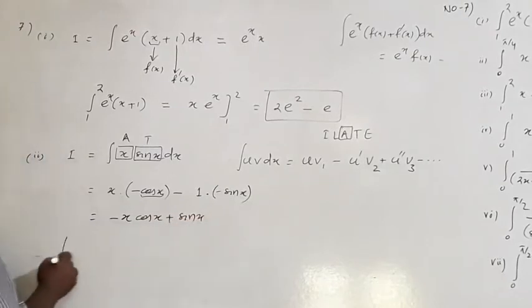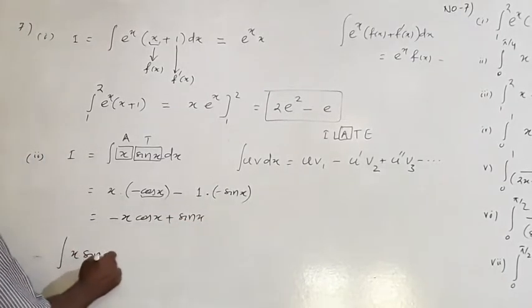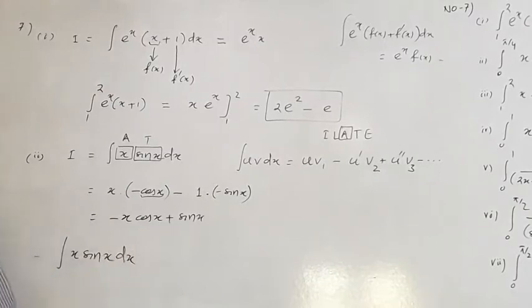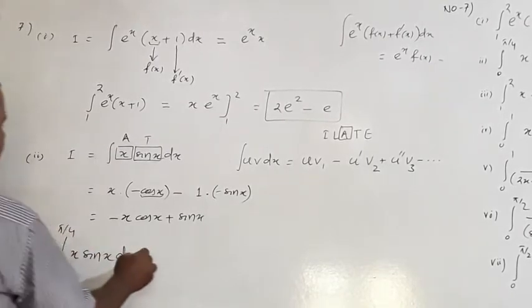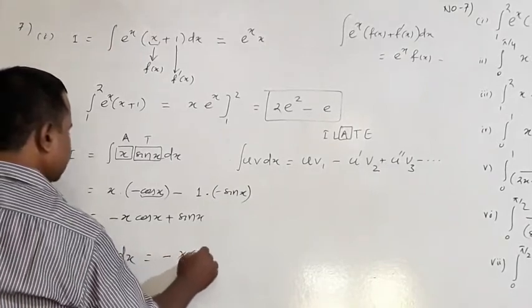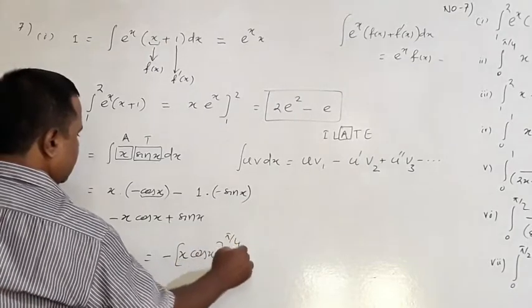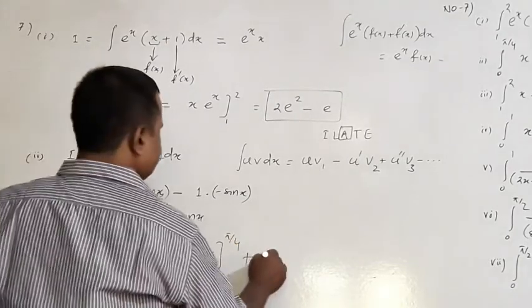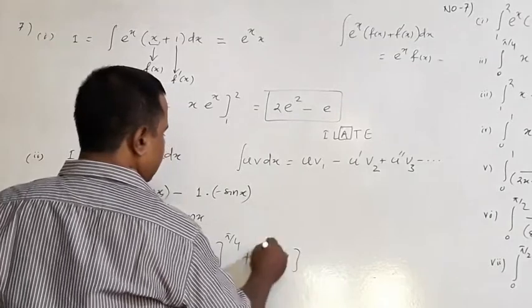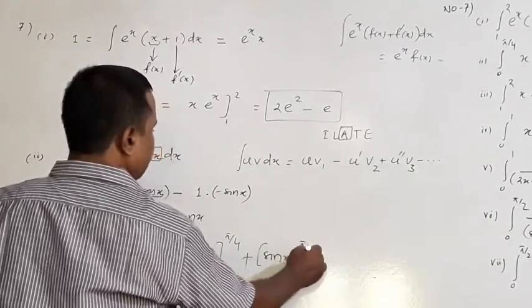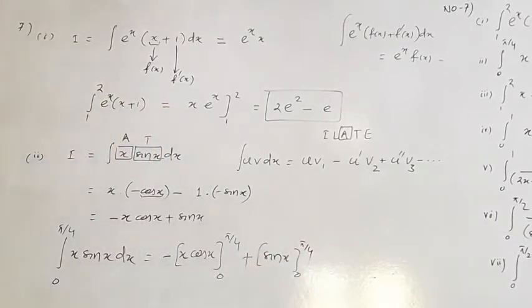So when anyone integrates x sin x dx, you can also directly do it by the by parts method. Okay, I am doing the easy way. From 0 to pi by 4, the answer will be minus x cos x from 0 to pi by 4 plus sin x from 0 to pi by 4. Then you can expand and find the answer. This is a very easy method. Okay, next.